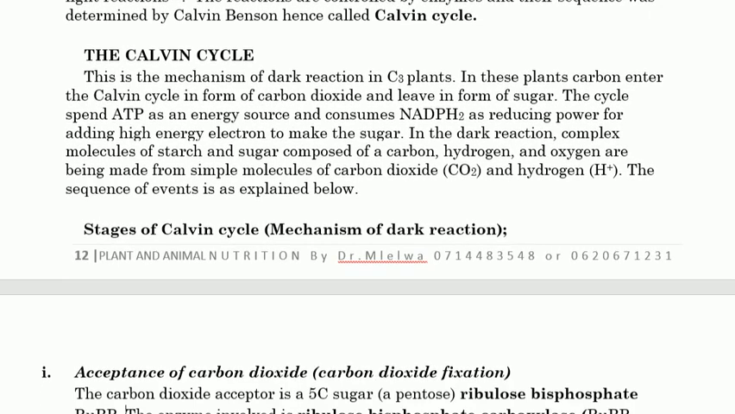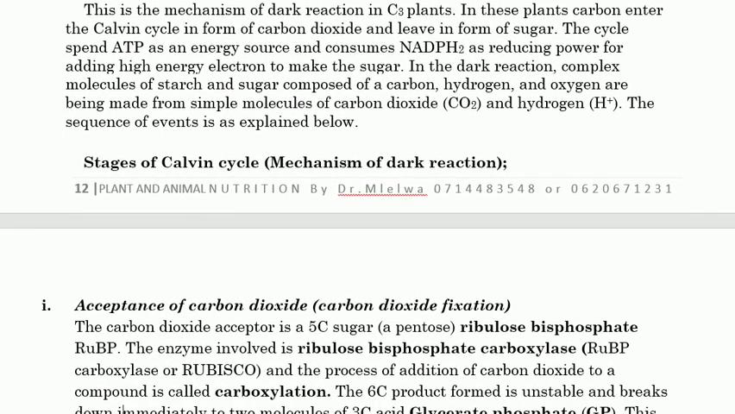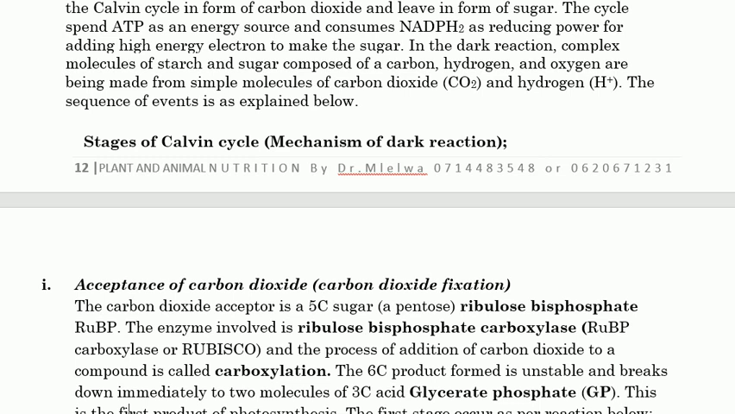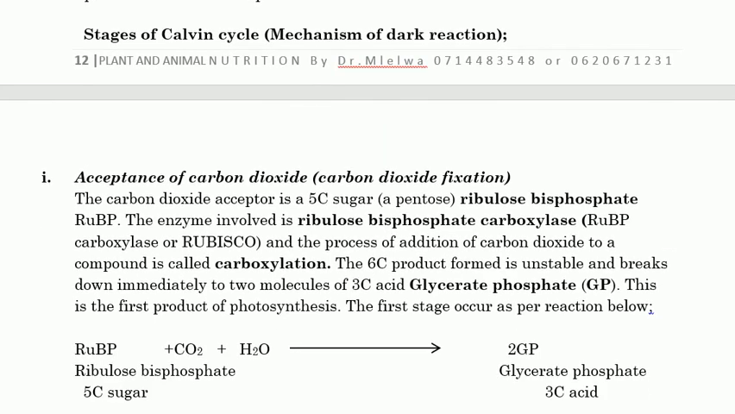So below here, there are stages of the Calvin cycle. Sometimes they can ask you the stages of the dark reaction, or mechanism of the dark reaction, or mechanism of the Calvin cycle. All of these questions have a single answer. If you're asked about the mechanism of dark reaction, mechanism of the Calvin cycle, stages of the Calvin cycle, or stages of the dark reaction of photosynthesis, if they don't specify to you whether it is the dark reaction in C4 or C3, just answer the Calvin cycle. The Calvin cycle proceeds in 3 major steps.